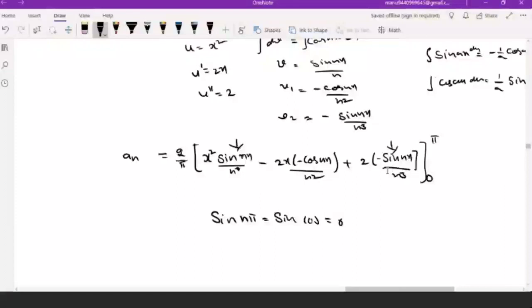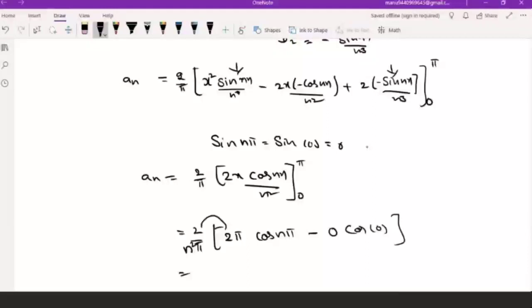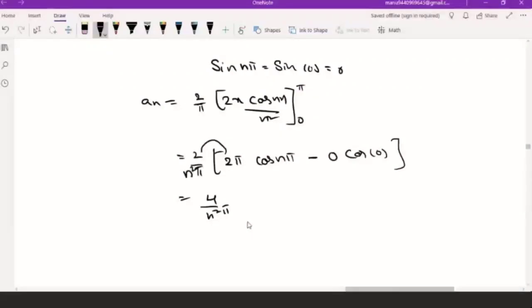So I am writing here an is equal to 2 by pi, taking only the cos function. Minus into minus gives plus 2x cos nx by n square, from 0 to pi. Now we are substituting the upper limit and lower limit. That is equal to 2 by pi times 2 pi cos n pi by n square, writing n square outside, minus 0 into cos 0. That is equal to 4 by n square pi, times cos n pi value.